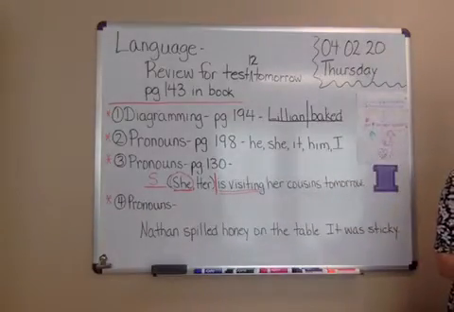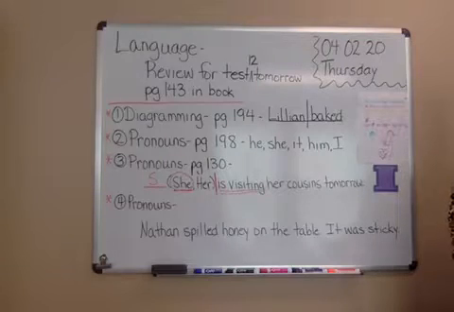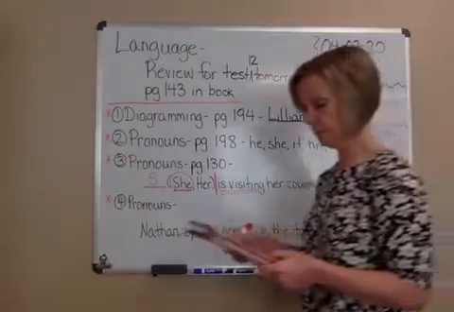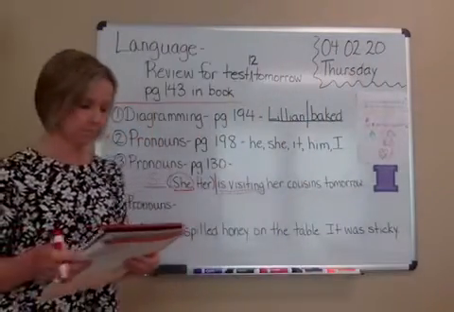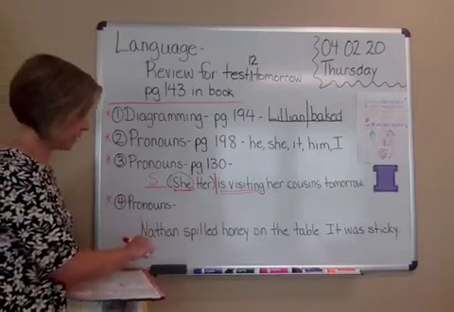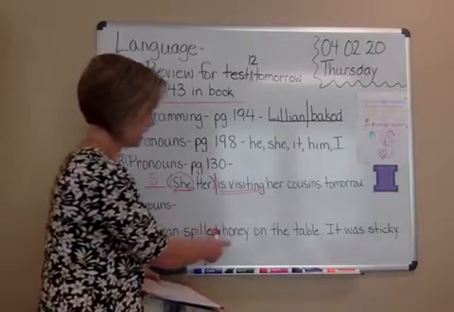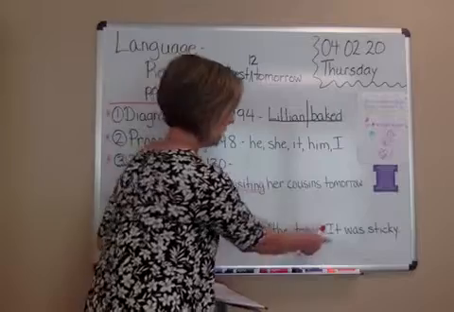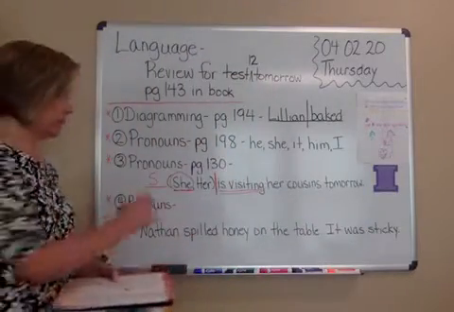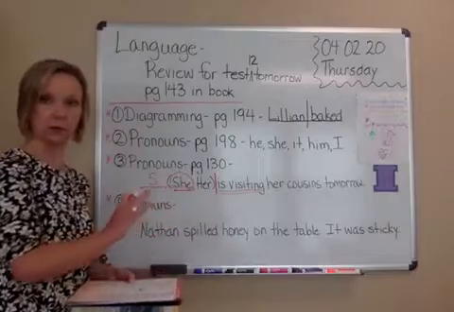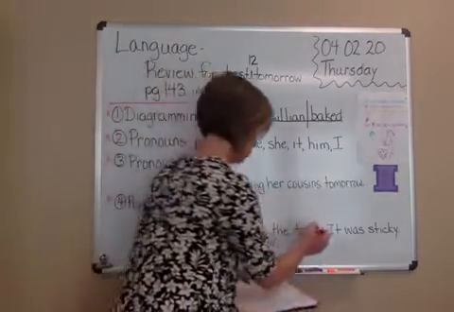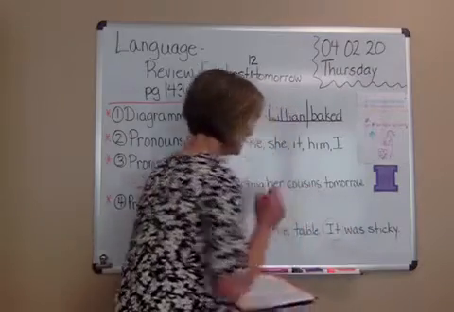Okay? So the example says, the directions will say, circle the pronoun. That will be the instructions. So the first step will be to circle the pronoun. Nathan spilled honey on the table. It was sticky. What is my pronoun there? And it could be anywhere. Where is it? It. So number one, you will circle, first step, it.